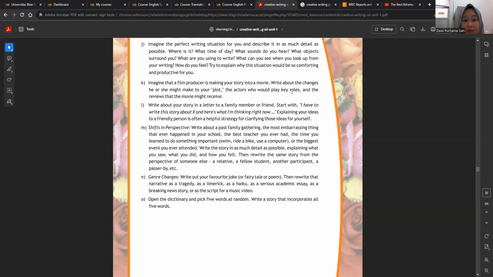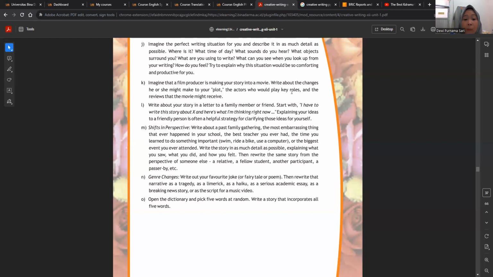What is it? Here, you can apply it by writing out your favorite joke or fairy tale or poem. Then rewrite that narrative as a tragedy, as a limerick, as a haiku, as a serious academic essay, as a breaking news story, or as a script for a music video. So you can use the genre that you want to use, okay?